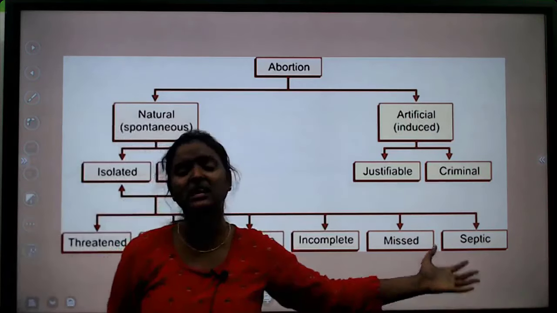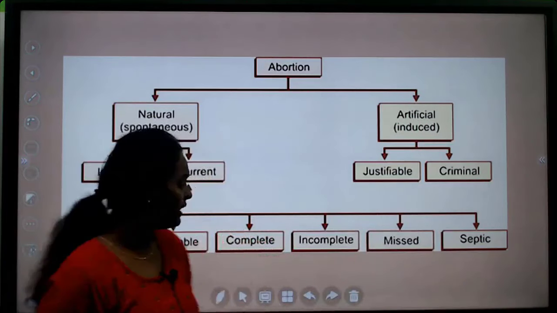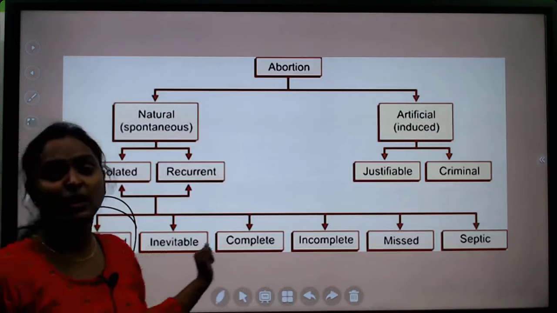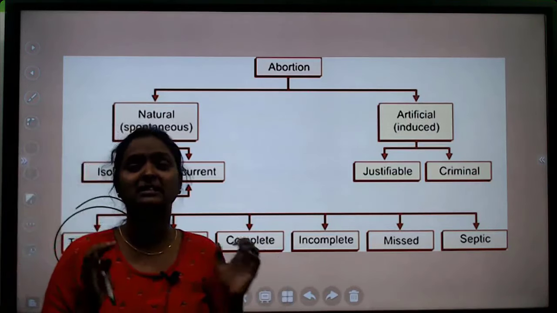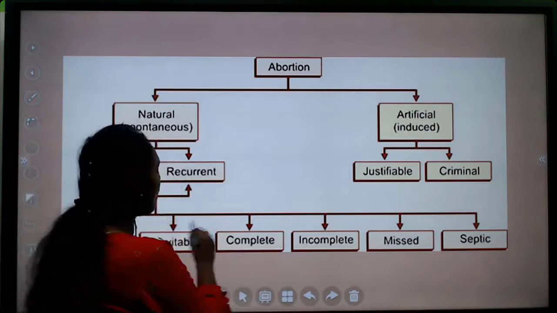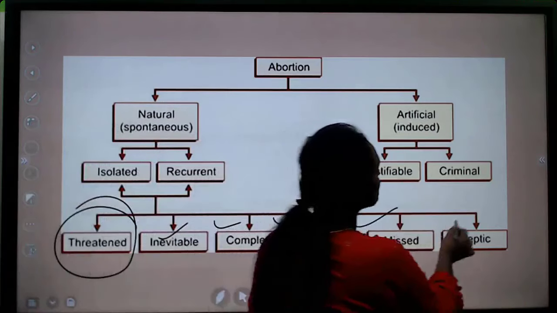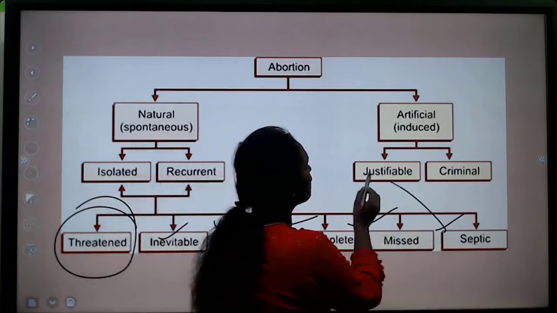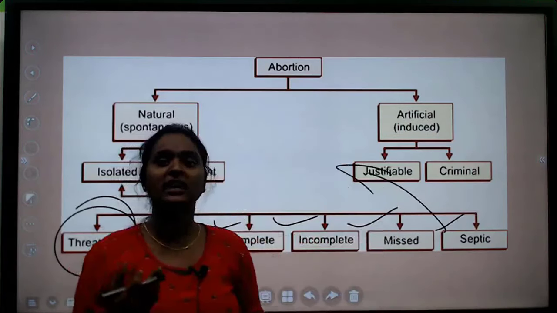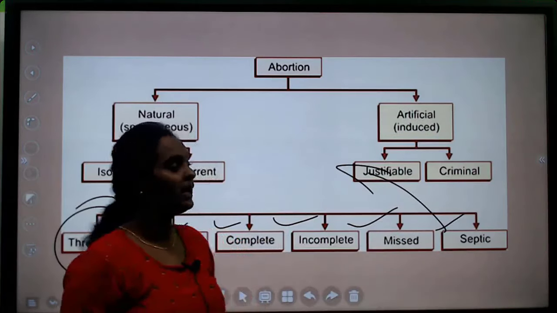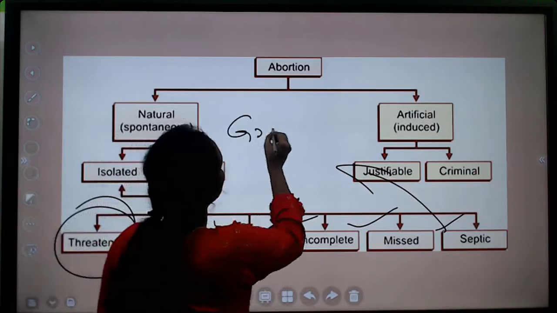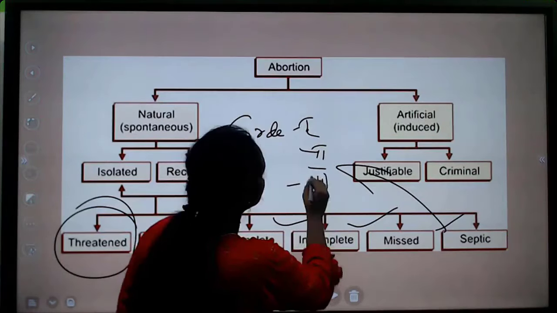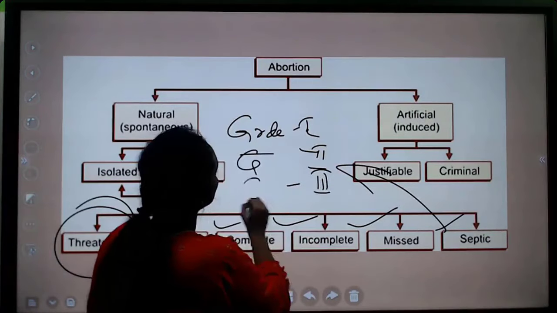And the next one is septic abortion. Only in threatened abortion is continuation of the pregnancy possible. In all the remaining types, continuation is not possible. So under septic abortion, what will happen? Because of the infection, there are grades: grade 1, 2 and 3. The grades depend on the location.